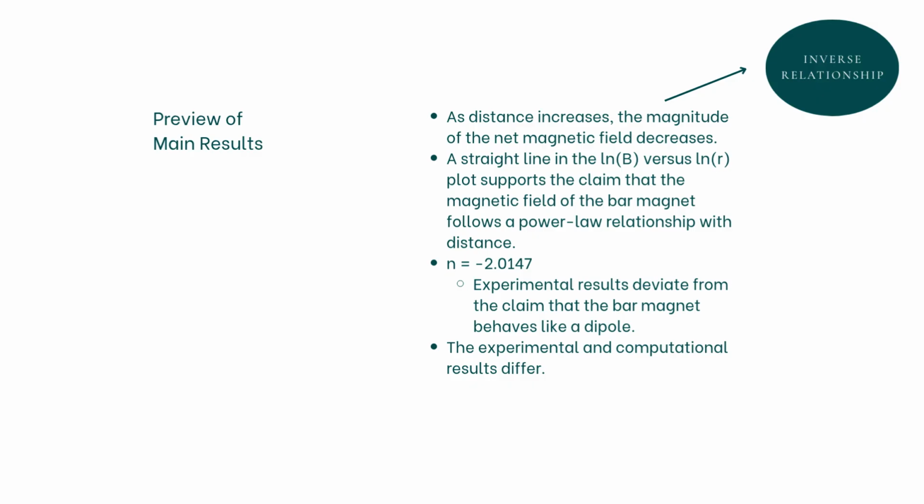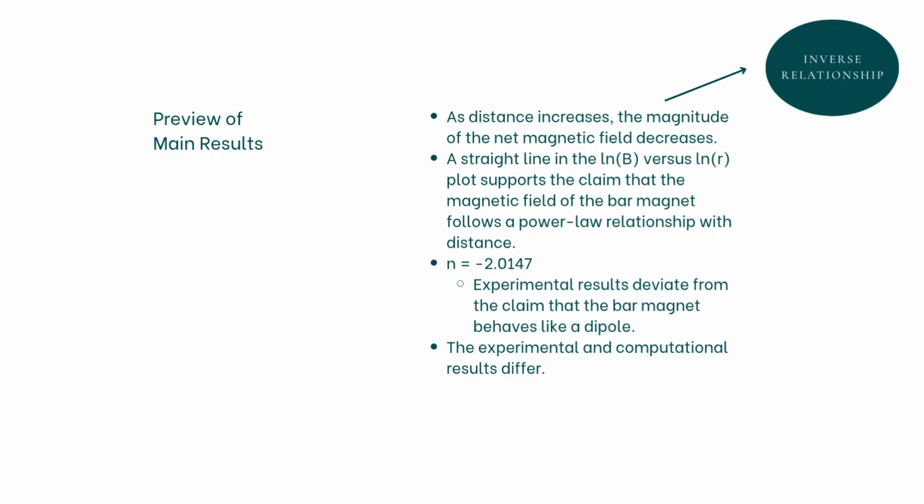A quick preview of my main results. I found that as distance increases, the magnitude of the net magnetic field decreases, showing an inverse relationship. I plotted the natural log of the magnetic field versus the natural log of distance in a linearization via the power law relationship, and I saw a straight line, which supports the claim that the magnetic field of the bar magnet follows a power law relationship of distance.